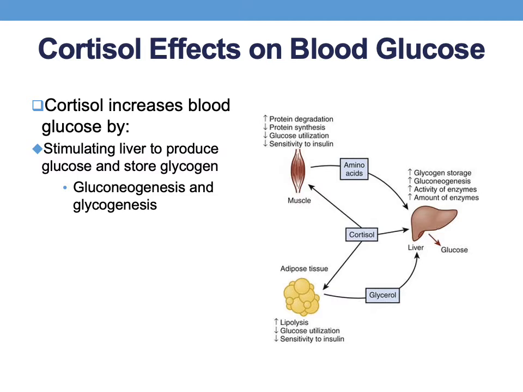Cortisol's effect on blood glucose. Well, as I said before, it significantly increases it. And it does this by stimulating the liver to produce glucose and to store glucose in the form of glycogen. It does this through gluconeogenesis. So mainly it stimulates gluconeogenesis. But the liver is also on an automatic cycle. When there are high levels of glucose circulating, it will also stimulate the liver to start to store it in the form of glycogen.